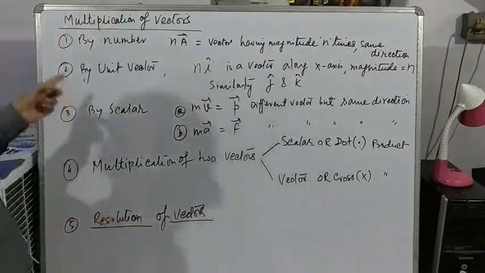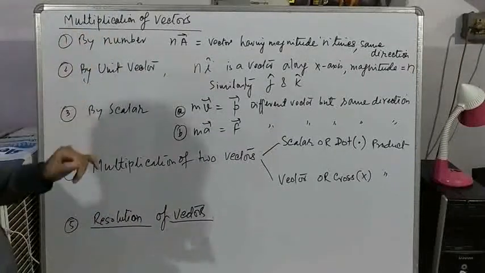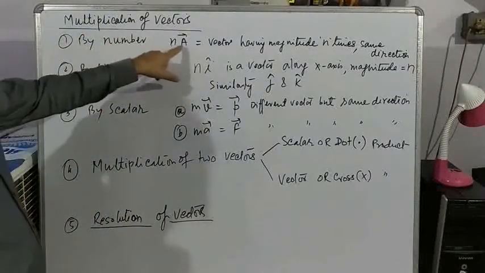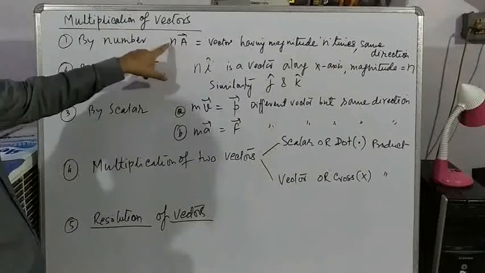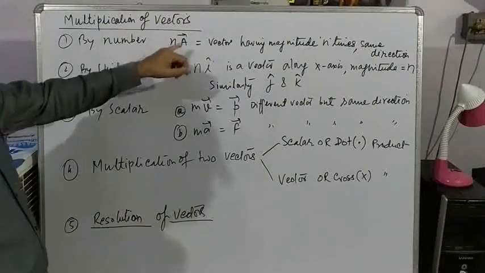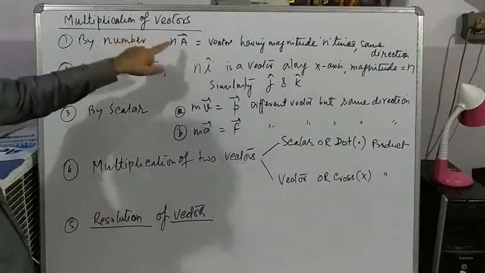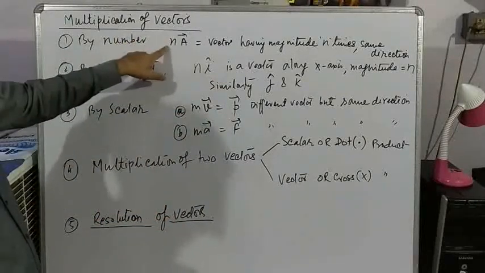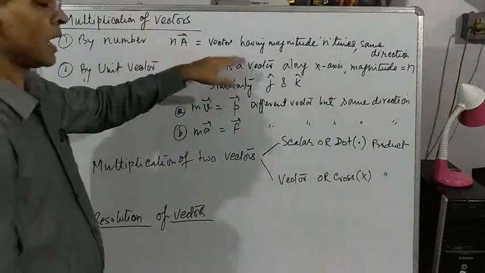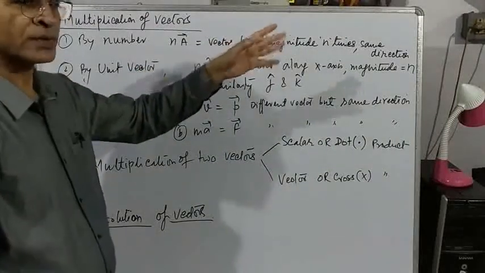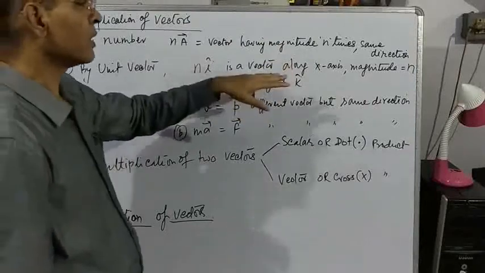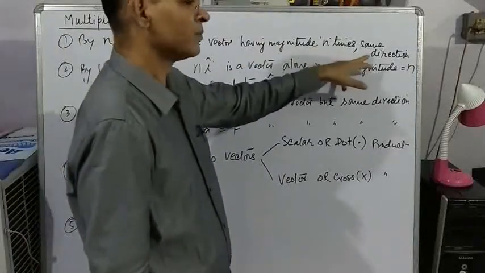The first point is multiplication by a number. Suppose A is a vector quantity and n is some number. A is a vector quantity, obviously it will have some direction. If this vector is multiplied by a number, you will get another vector quantity of the same nature, but the magnitude will be n times of A.